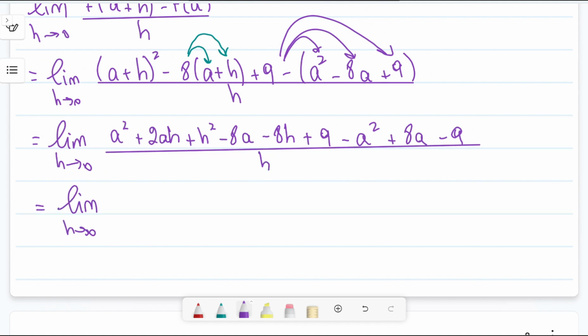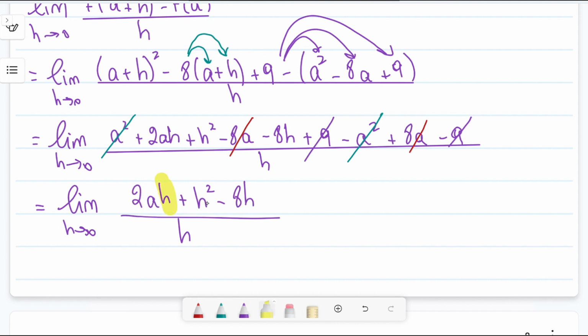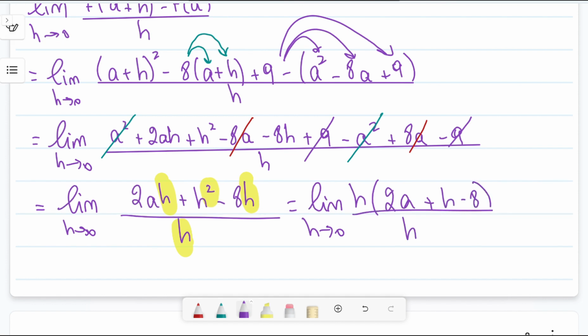This leaves me with, let us simplify the numerator. a squared and a squared cancel each other. Negative 8a plus 8a cancel each other. Plus 9 minus 9 cancel each other. So this leaves me with 2ah plus h squared minus 8h divided by h. And as you might notice, there are h's everywhere. So let's factor the h in the numerator. This leaves me with h times 2a plus h minus 8, divided by h.